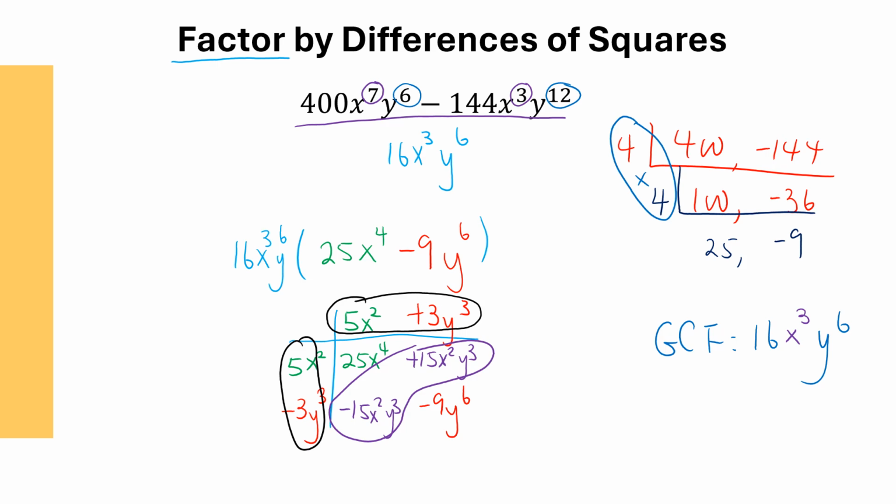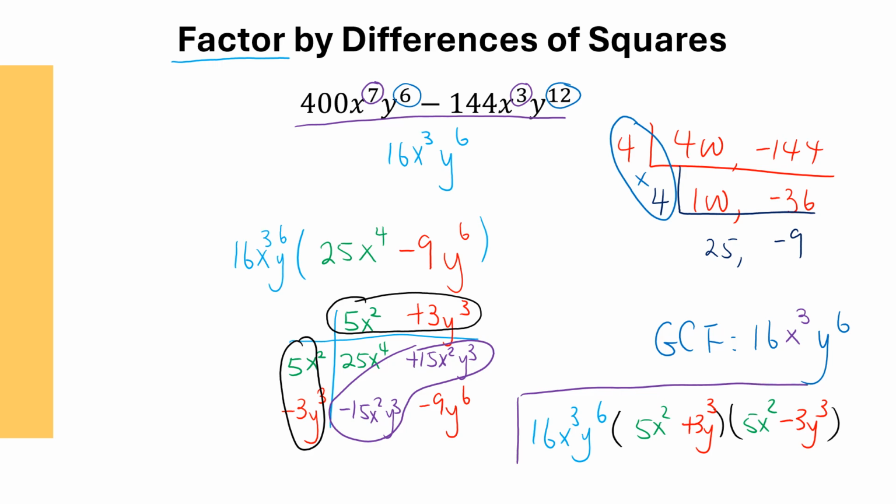So now I can write my final answer. So I have 16x to the third, y to the sixth, times 5x squared, and then positive 3y to the third power, and then negative 3y to the third power. And that's the final answer for this problem.